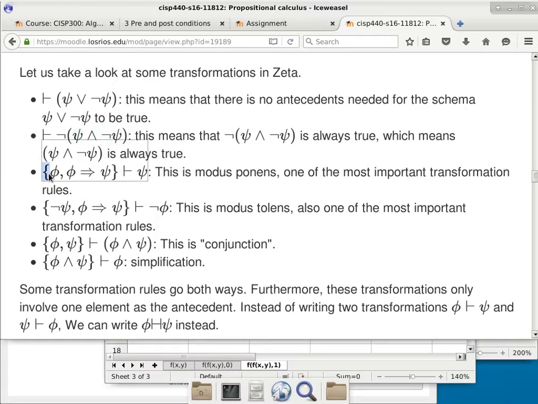This one is famous, and that's why it has got its own name. This one basically says, given two things, these two things both have to be true already. We have phi, which is known to be true, and then we have phi implies psi to be true. If these two are both true, then we also know automatically that psi also has to be true.